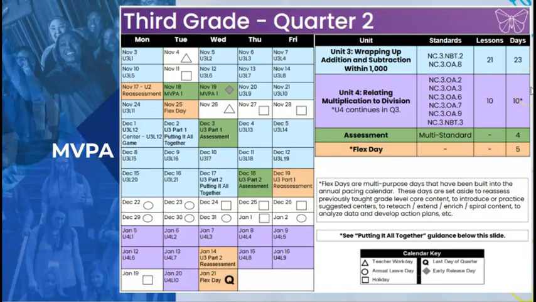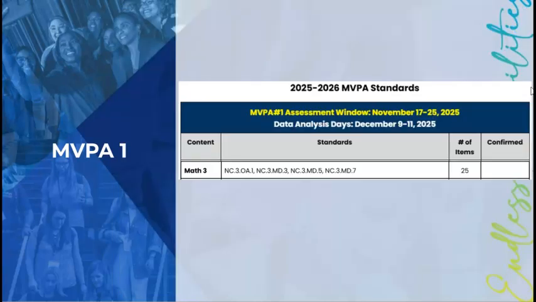Before you complete your knowledge-based questions, here are a few reminders. The MVPA will be administered from November 17th to November 25th, and here are the standards that will be assessed in third grade. There are recommended dates on the district pacing calendar to administer the MVPA. However, individual schools can decide when to administer the test within the testing window based on their school testing calendar.